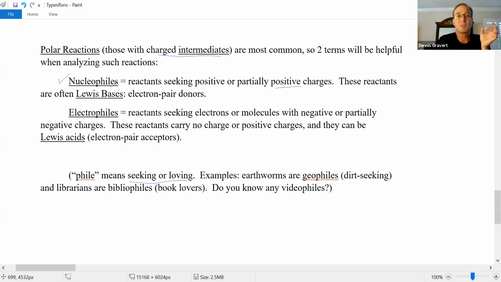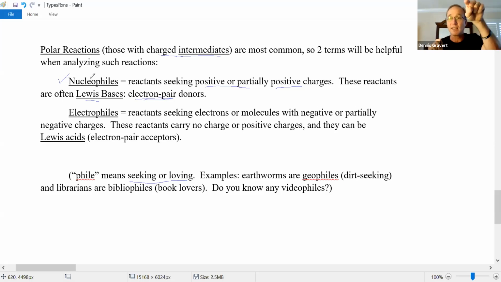So the molecule that wants positive charge is itself usually negative. It's got to at least have a pair of electrons. Sorry, not lone pair, a pair of electrons. I'll show you an example of nucleophiles in a minute. A lot of these are Lewis bases, electron pair donors.